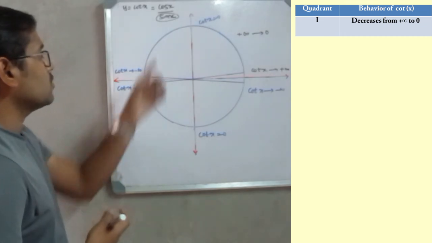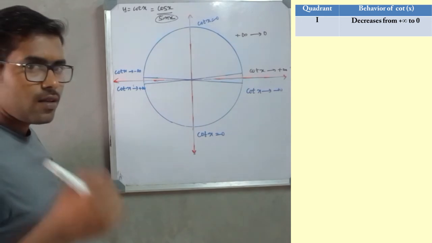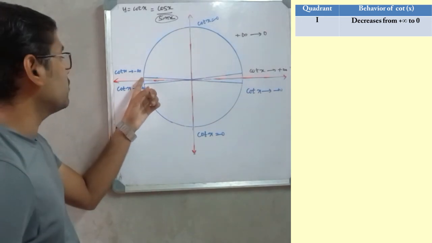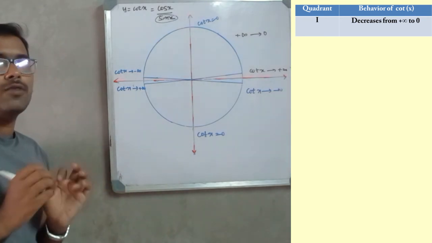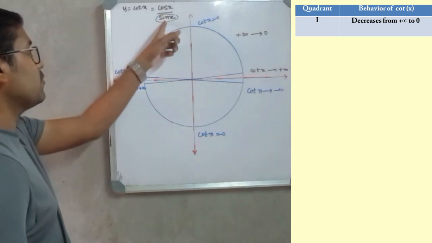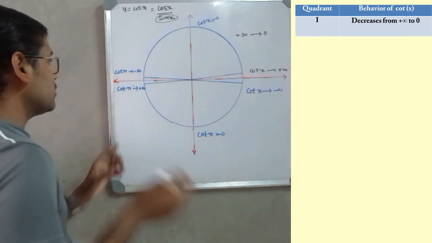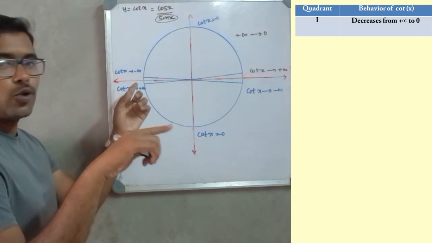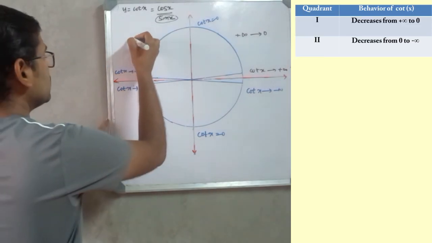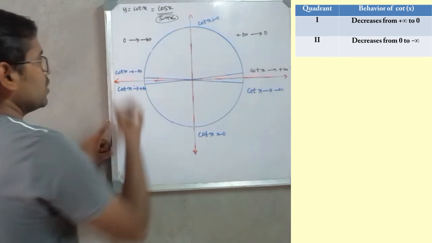And in the second quadrant the value of cos x is negative and the value of sin x is positive. Now near this point the value of sin x will be a very small positive number. So if you divide cos x by a very small positive number, you will get the value of cot x as a very large negative number, or else you can say that the value of cot x approaches negative infinity here. So in the second quadrant the behavior is it decreases from 0 to negative infinity.